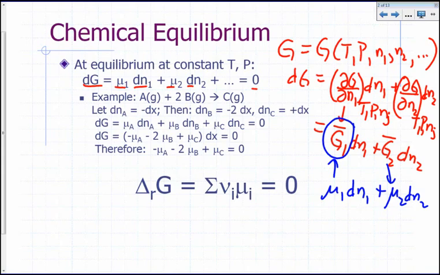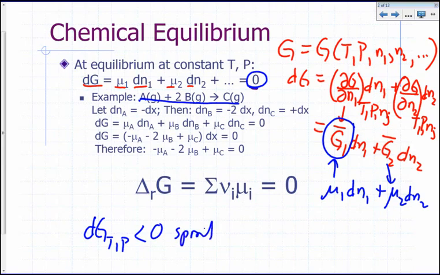All right. So let's apply that to a fictitious reaction here. First of all, we said at equilibrium, dG must be equal to 0. Remember, dG at constant temperature and pressure must be less than 0 for a spontaneous process. We talked about this earlier. And it is equal to 0 at equilibrium. We say G is minimized at equilibrium. So dG equals 0 simply means G is minimized.